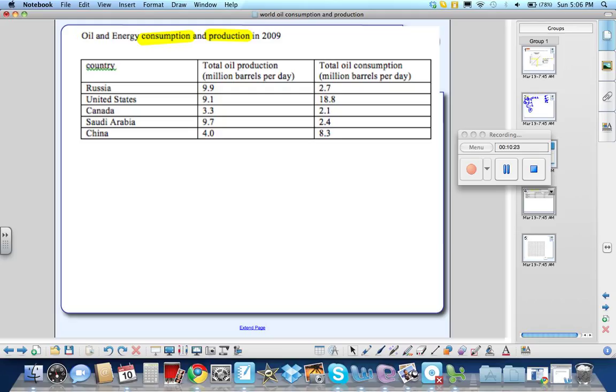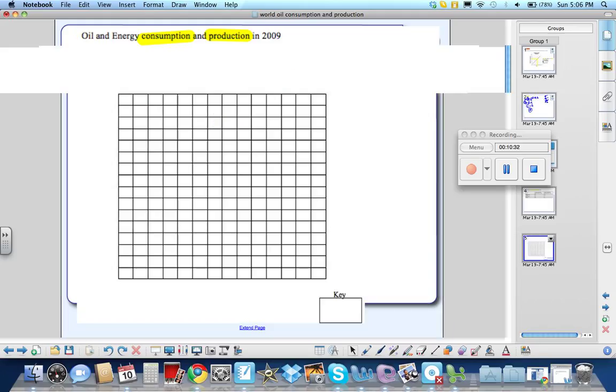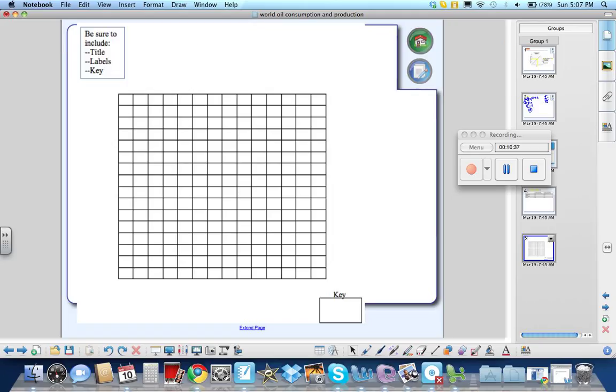okay? So we're going to use that data, which is right at top of the back of the page for you, and we're going to create a double bar graph. So here's the grid. Notice it looks very similar to the ones we've done earlier on Thursday and Friday. You do have to be careful that you are doing a double bar graph this time and not a line graph.